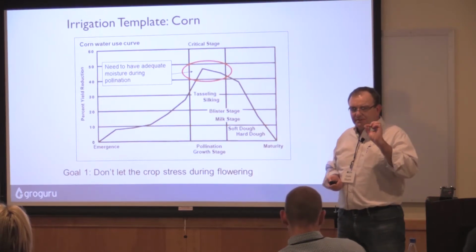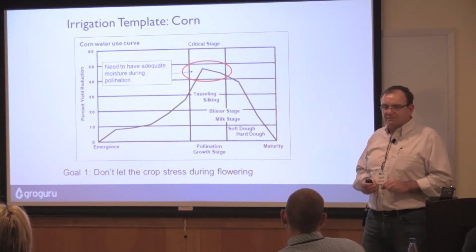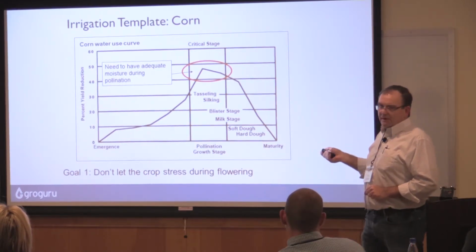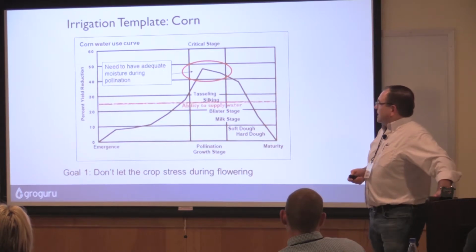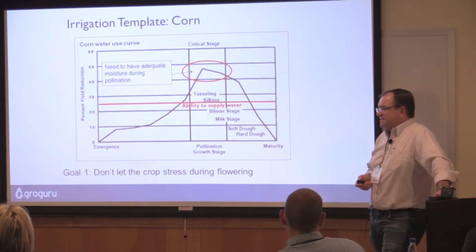So it comes back to that genetic potential. Why aren't I getting 800 bushels in my corn seed? Because I'm not getting enough water. That's a big part of it at this time. Why not? Because I can't supply it. I don't have the irrigation capacity to keep up.